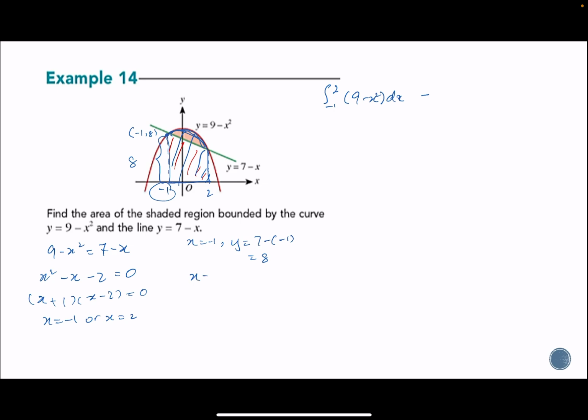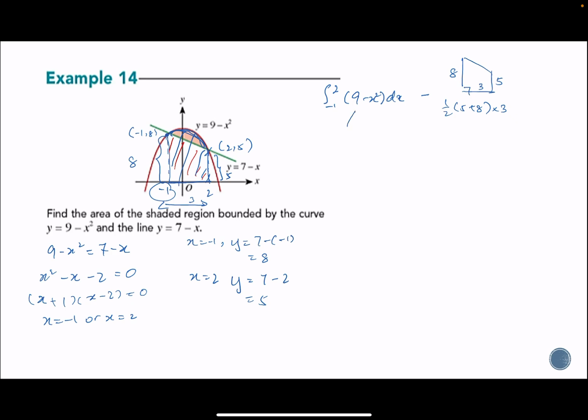Now doing the same for the other x value, y will be 7 minus 2, you get it as 5. So in other words, this coordinate here will be 2, 5, and this one will be 5 units. Then of course, this part here from negative 1 to 2 is 3 units. So for my trapezium, I'm just going to draw it down here, 8, 5, and 3. So the trapezium is half a plus b times height, the perpendicular height, which is down here. So this is what we're going to have.